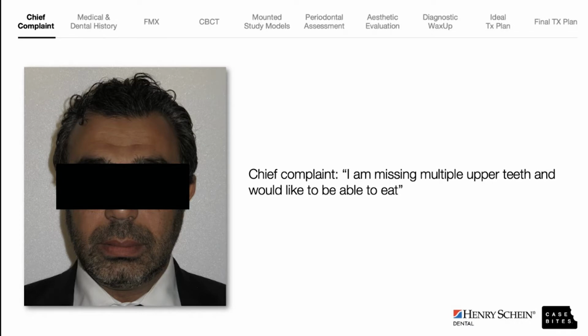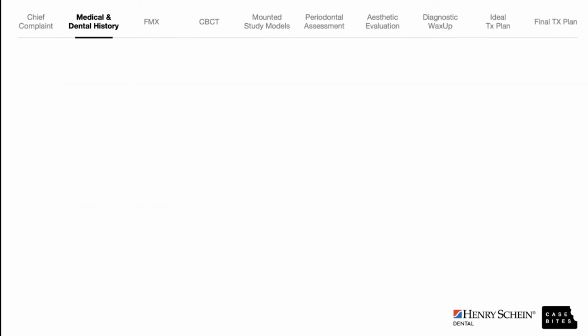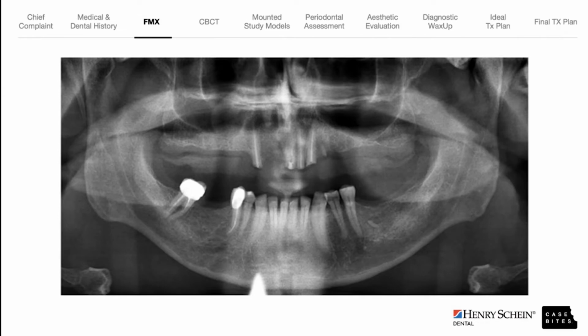Our patient presented with multiple missing upper teeth and was interested to restore his arch, to have more teeth, to be able to eat and smile, and he was looking for a clean, healthy, and natural type of look. Medically, the patient is very healthy, no contraindications for dental treatment. His panoramic radiograph shows partially edentulous maxilla and mandible.